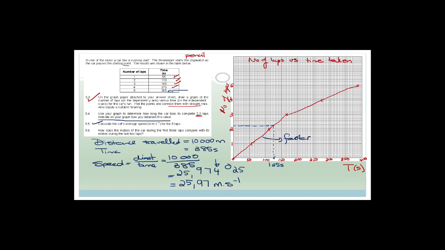So if it asks me, how does the motion of the car during the first 3 laps compare with its motion during the last 2 laps? I would say the motion of the car during the first 3 laps is faster than the motion of the car during the last 2 laps. And why? Because the gradient is steeper. In other words, they're doing more laps for the same amount of time.